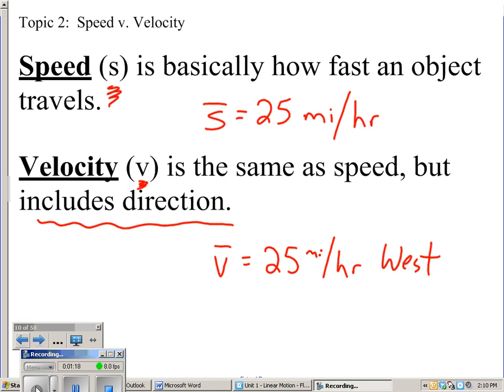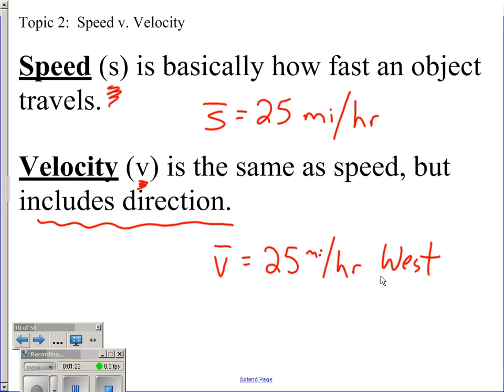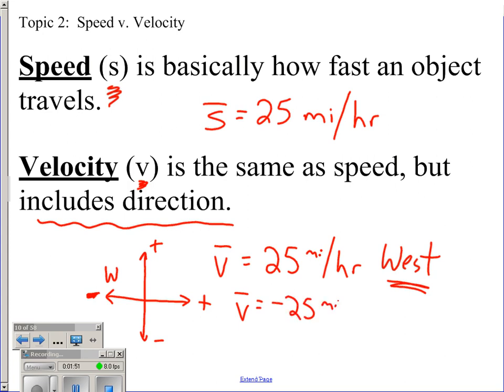Okay, now, as we learned in the last video, you can't type west into your calculator. So what we're going to do is use the same conventions we used when we talked about displacement, which is this. Anytime you have something in the x direction, this way is positive, this way is negative, and anything in the y direction, up is positive, down is negative. So in this case, because west is over here on my compass, it's going to point in a negative direction. So I would actually write this velocity as being negative 25 miles per hour.